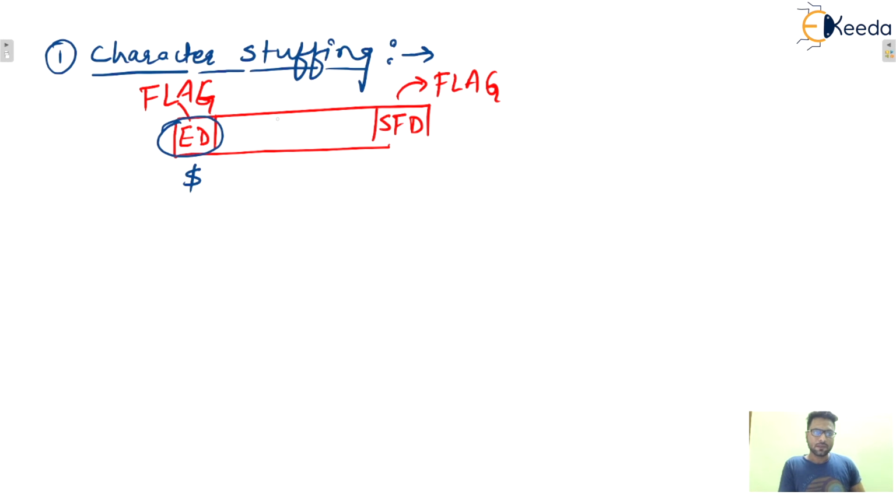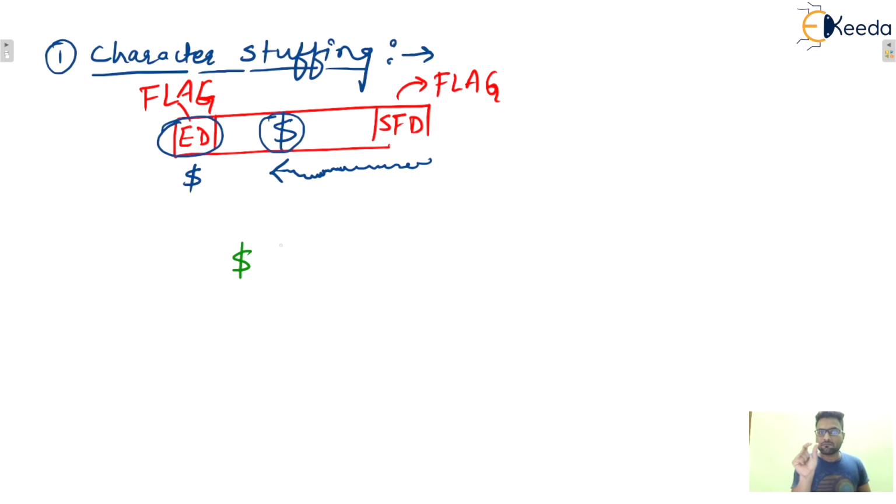Let's say sometimes this dollar comes into the data part. Let's say this dollar is also present in the data. Whenever the receiver starts reading, once the dollar comes, the receiver will think this is the end of the frame, and afterwards the receiver will not read. That is incorrect. So what is done during framing when this dollar comes in the data?